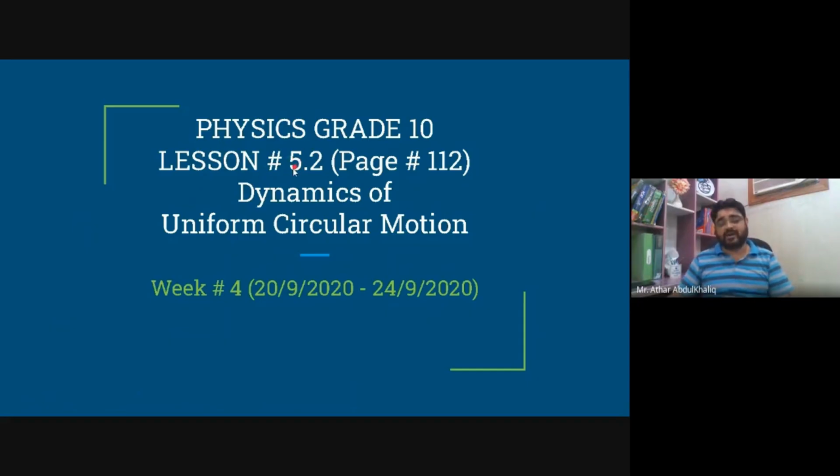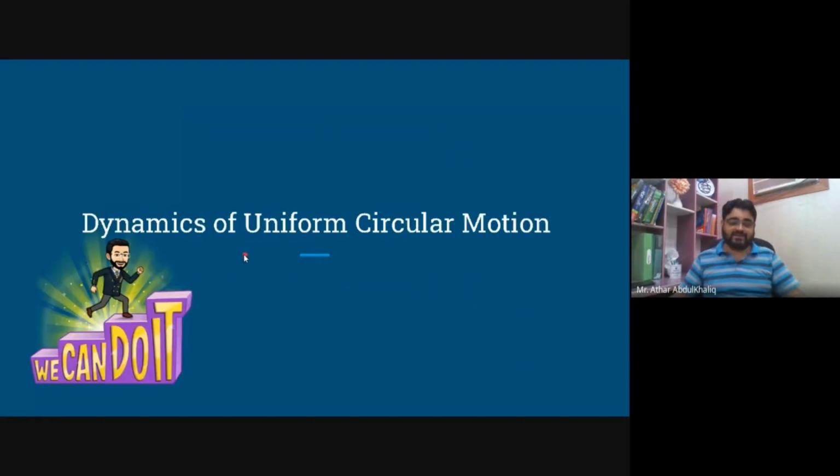So, lesson number 5.2, it's page number 112 of your books, Dynamics of Uniform Circular Motion. In kinematics, we know that we just talk about velocity and acceleration, but in dynamics, we talk about the force. So, the topic is the same, uniform circular motion. We already know about the velocity and acceleration.